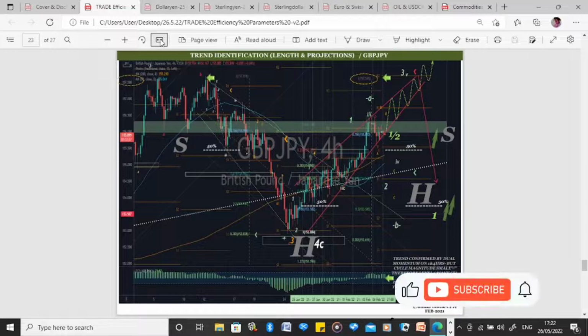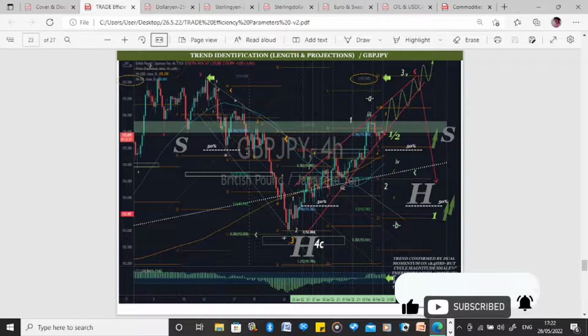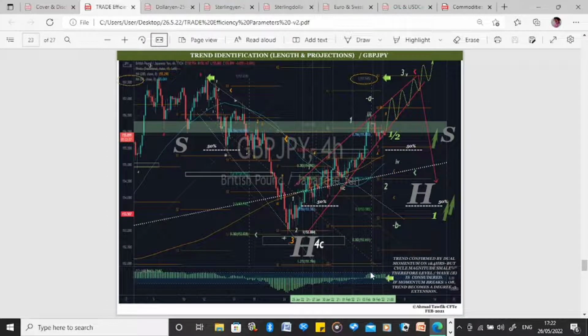Let's take a look at another example. We did this earlier. This is the sterling yen. You are looking here at the 4-hour chart. We have, of course, momentum that is below overbought, but above zero. So it's a positive momentum plot on the 4 hours.